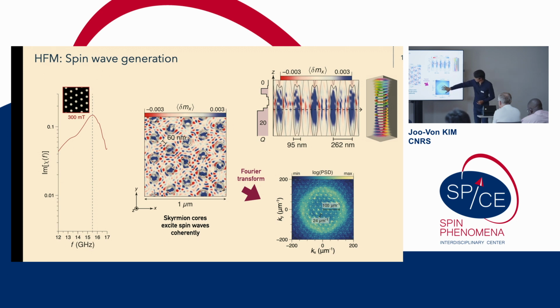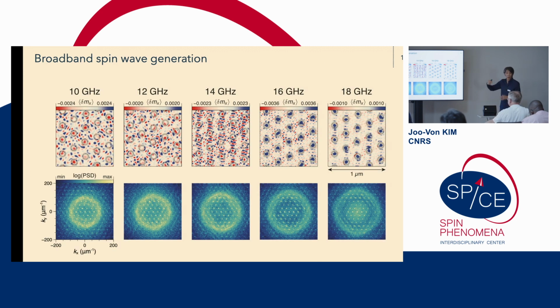So this is a Fourier transform. The dots basically correspond to the periodicity of the skyrmion lattice, but you'll see that there's this weak halo out around here, and this basically gives you the effective wave vector of spin waves that are being generated by this high frequency mode. And it turns out that it's not really limited to this particular frequency, so this is a broadband generation process.